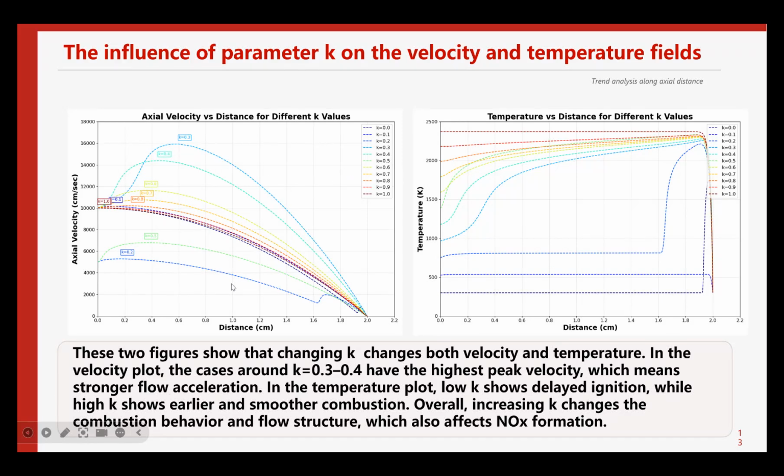These figures show that when K changes, both velocity and temperature also change. For the velocity figure, the cases around K equals 0.3 to 0.4 have higher peak velocity. This means stronger flow acceleration. For the temperature figure, low K cases show later ignition. So this tells us that K changes the combustion process early.